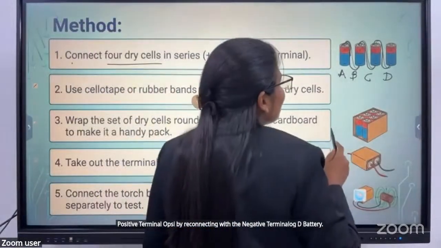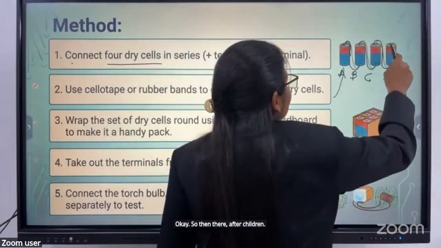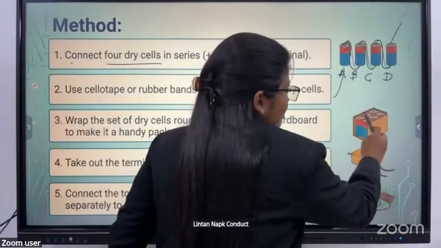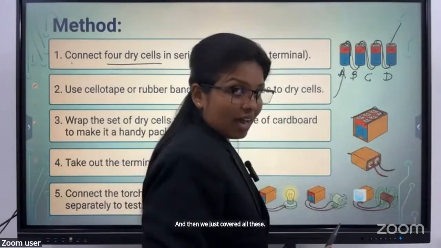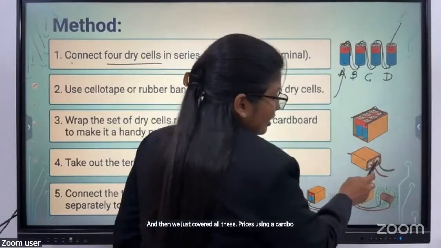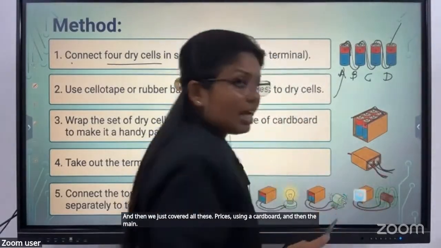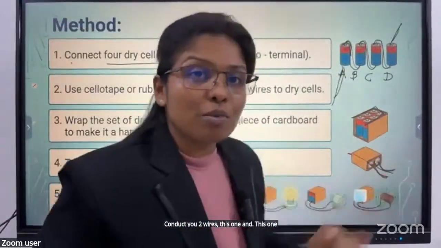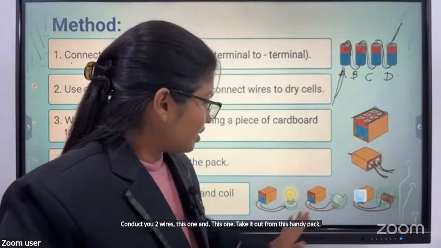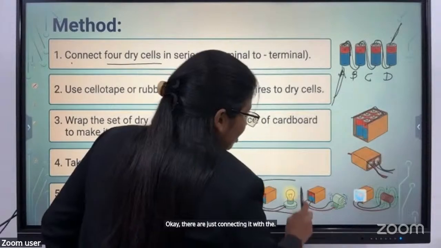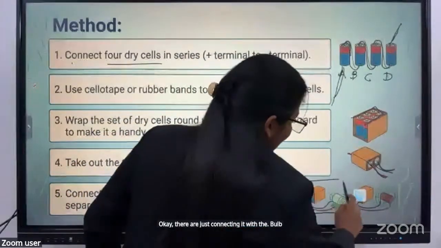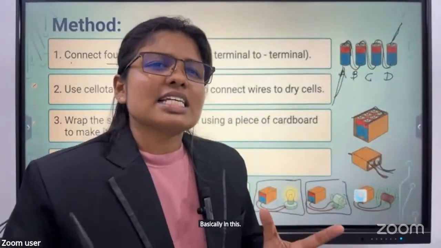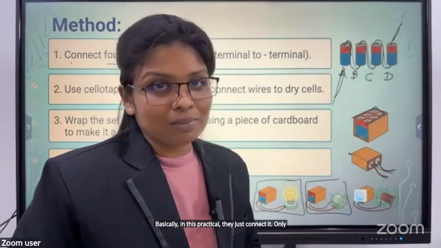Okay. So then thereafter, children, we just take out all these lengthened conductive wires, and then we cover all these dry cells using a cardboard, and then the main two conductive wires, this one and this one, we take out from this handy pack. Thereafter we connect it with the bulb, motor, and then a coil. Here children, basically in this practical, they just connect it only with the bulb, right?